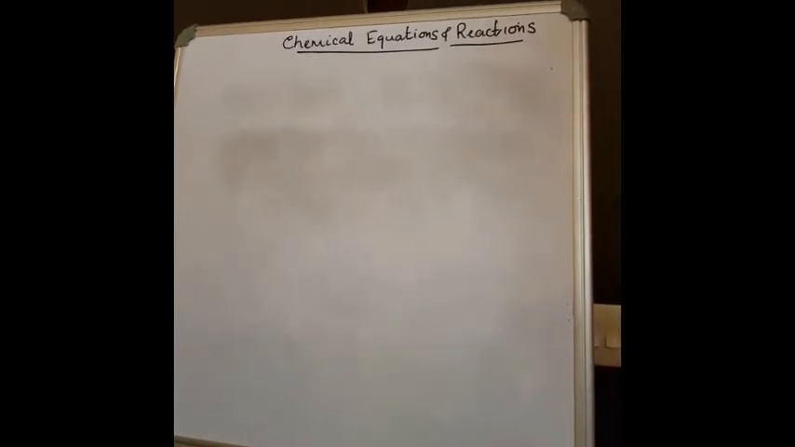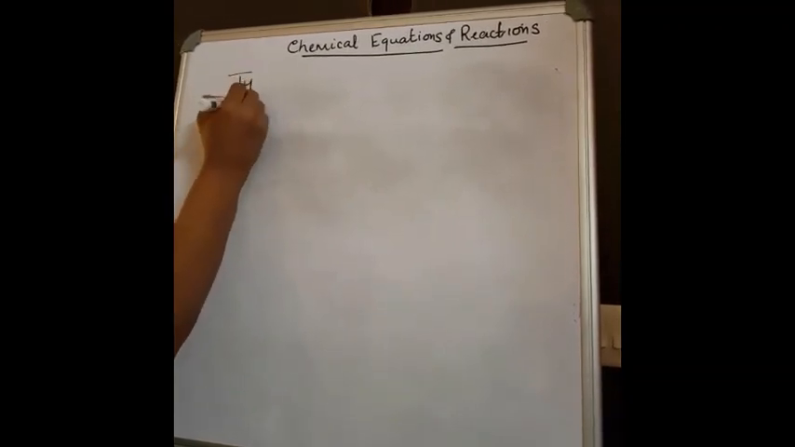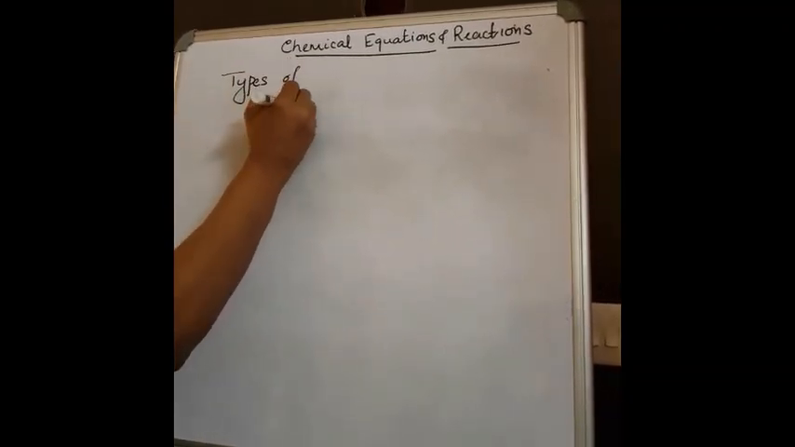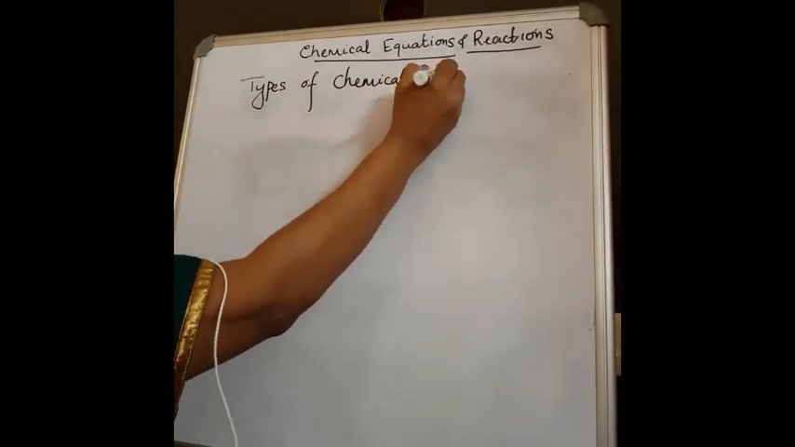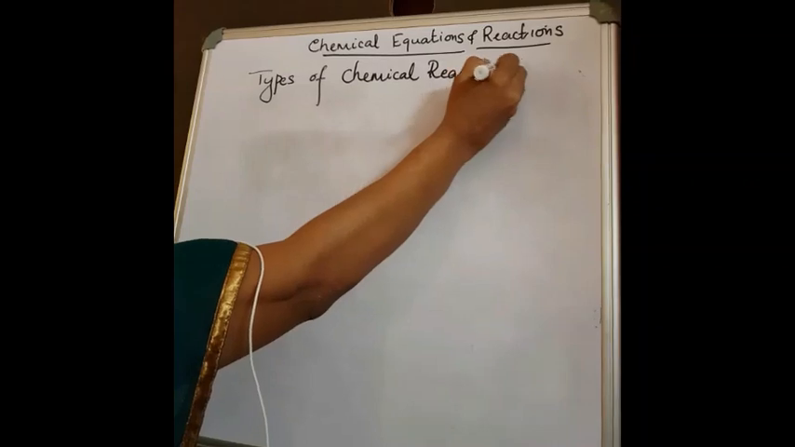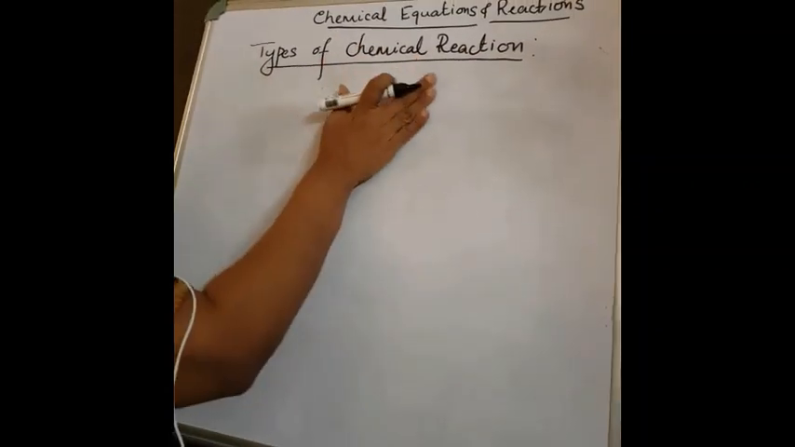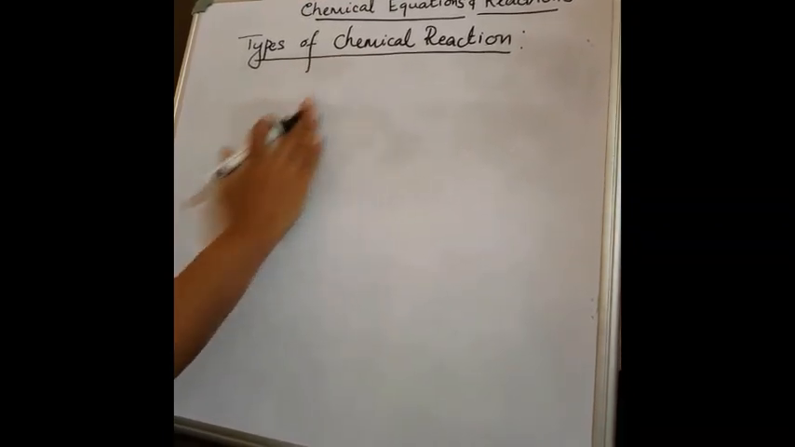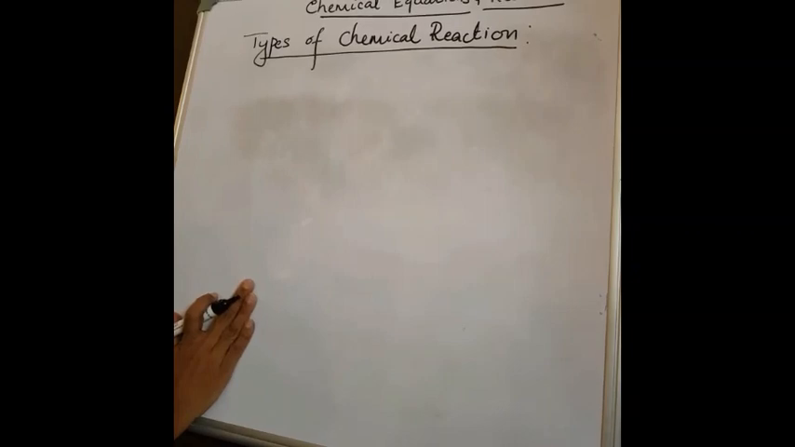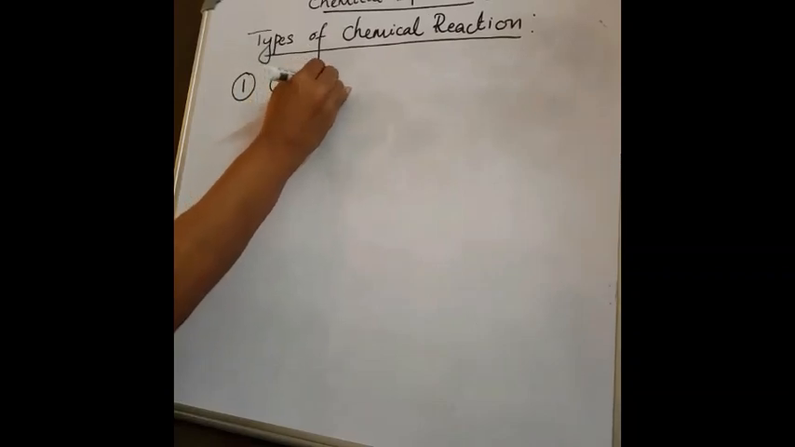Okay. Now next topic, going into next topic, that is types of chemical reaction. Now you know what is a chemical reaction, right? That is reactants getting converted into products. You have to study 5 types of chemical reactions, out of which the first one we will discuss today, that is combination reaction.